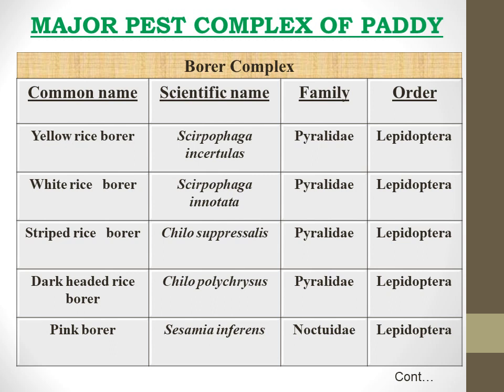On the basis of the borer complex, there are 4 to 5 significant insect pests. The yellow stem borer, Scirpophaga incertulas; then the white rice stem borer, Scirpophaga innotata; striped rice borer, Chilo suppressalis; dark-headed rice borer, Chilo polychrysa; then the pink stem borer, Sesamia inferens. Most of the borer complex belongs to the order Lepidoptera and the family Pyralidae, but the only exception is the pink stem borer, which belongs to the family Noctuidae.